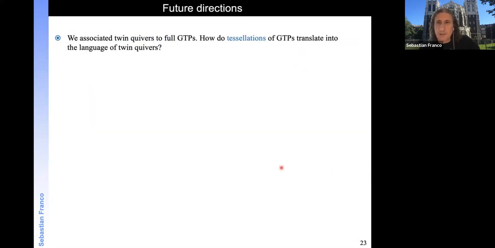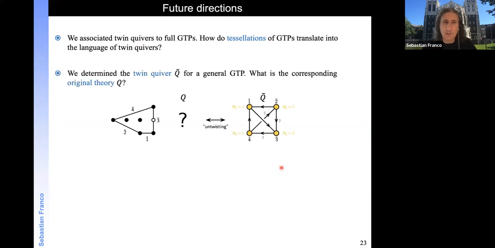So what are the future directions or open questions that we have? We associate twin quivers to the full GTPs. If you have different tessellations of the GTP, how do they translate into these twin quivers? Can you build them in terms of elementary quivers? And if so, how?